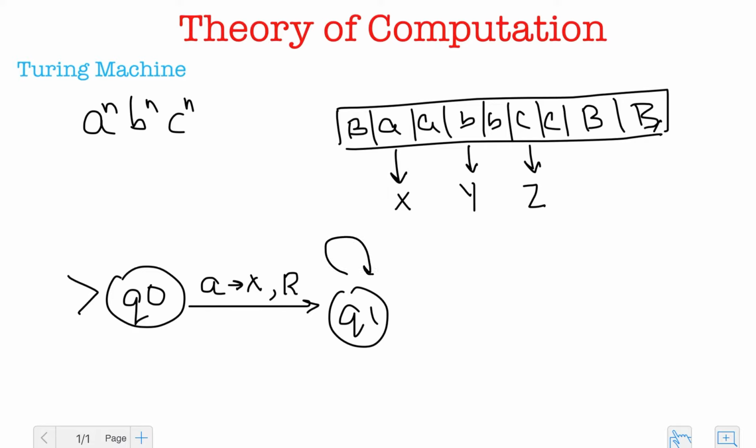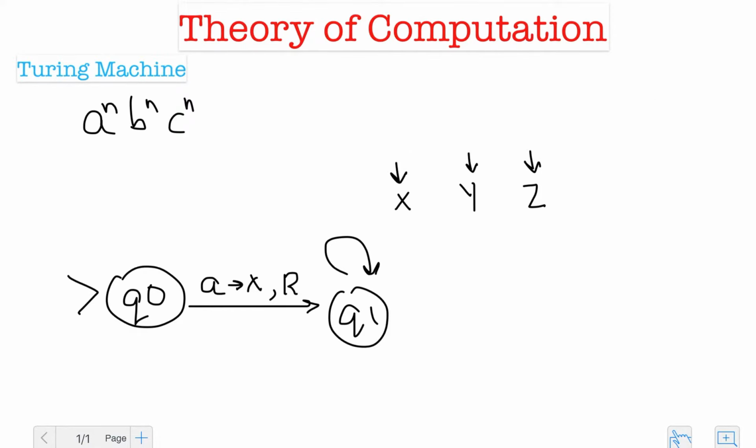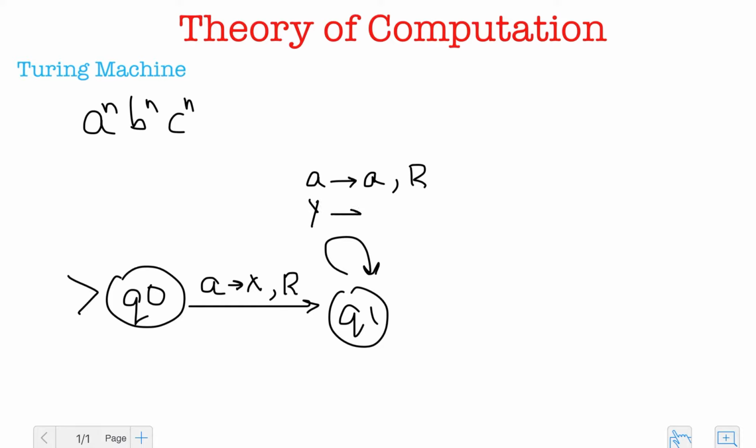So what I'm saying is I stay at q1 until I find a b. So as long as it's an a, change the a to an a itself, so don't change it at all, and move to the right. Another additional rule that I have to add here is if I find a y, then I want to keep it as a y and move to the right.